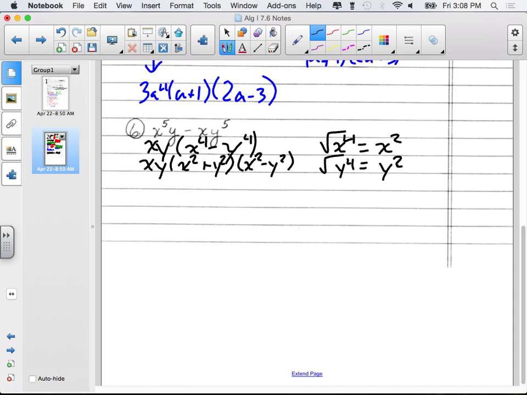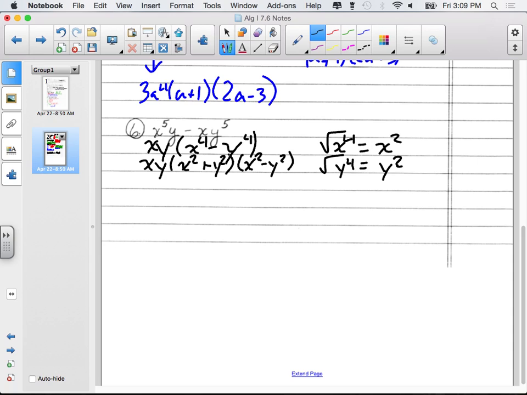All right, so we just got done factoring that one. Now we have to see if we can factor anything else. So x squared plus y squared, can we factor that? No, because there's an addition sign. Next one, x squared minus y squared, can we factor that? Yes, I said you could.